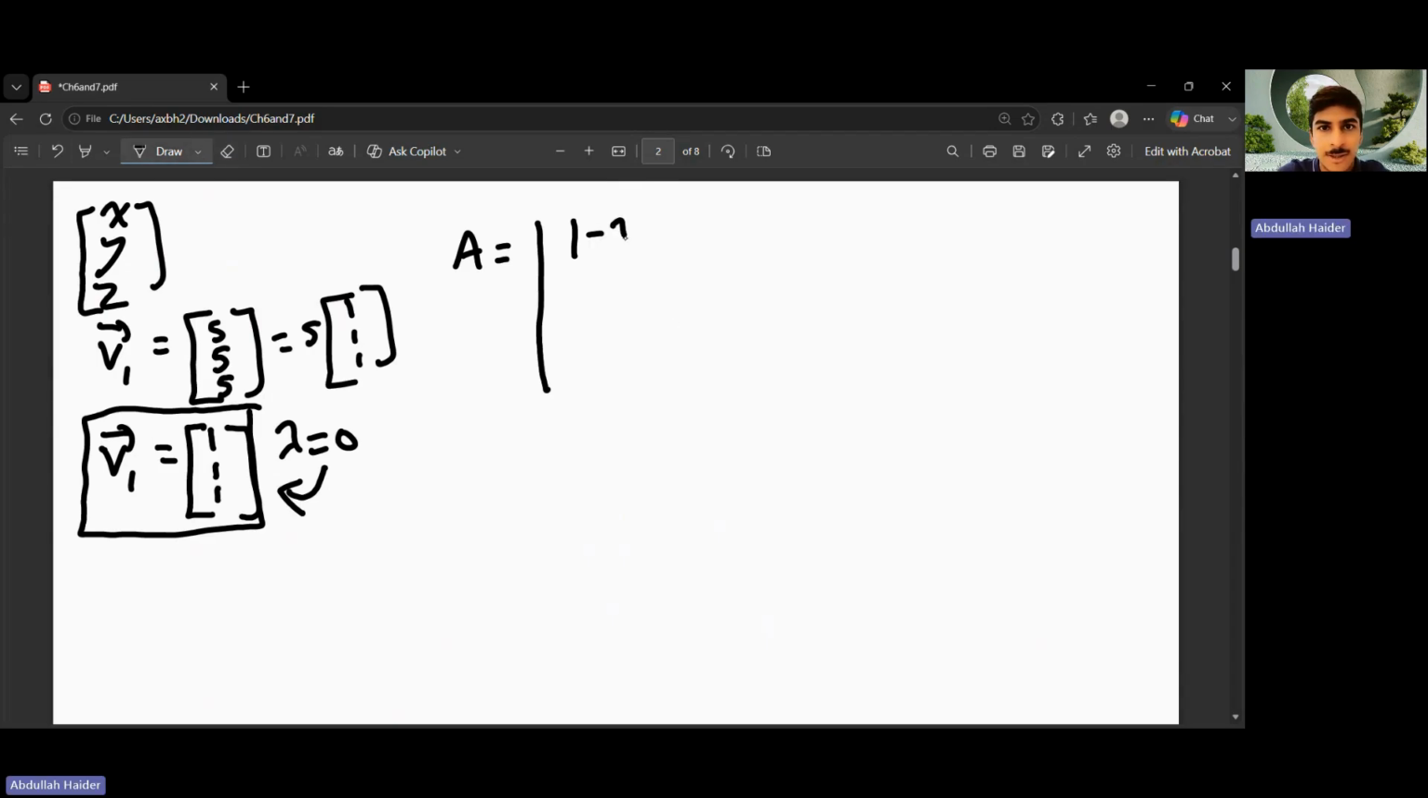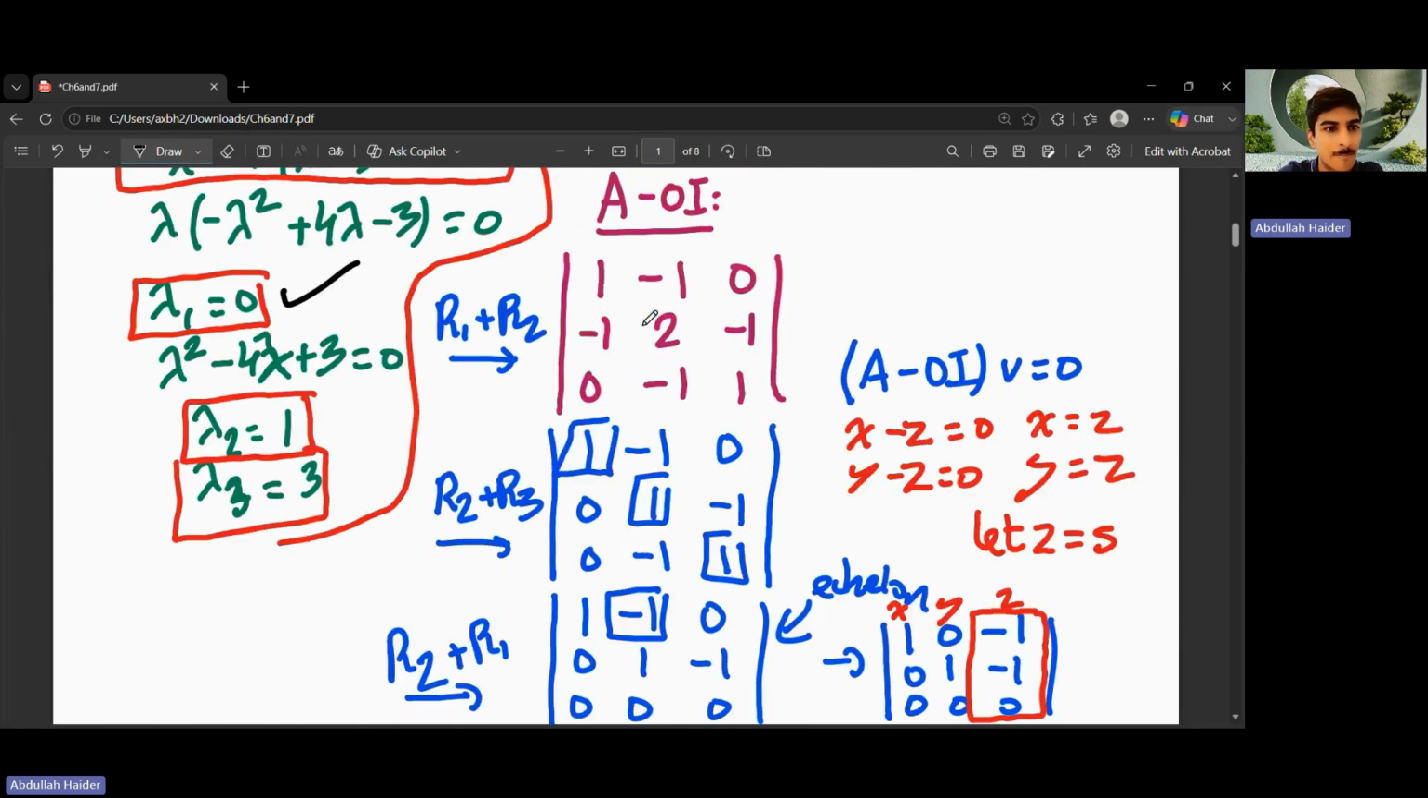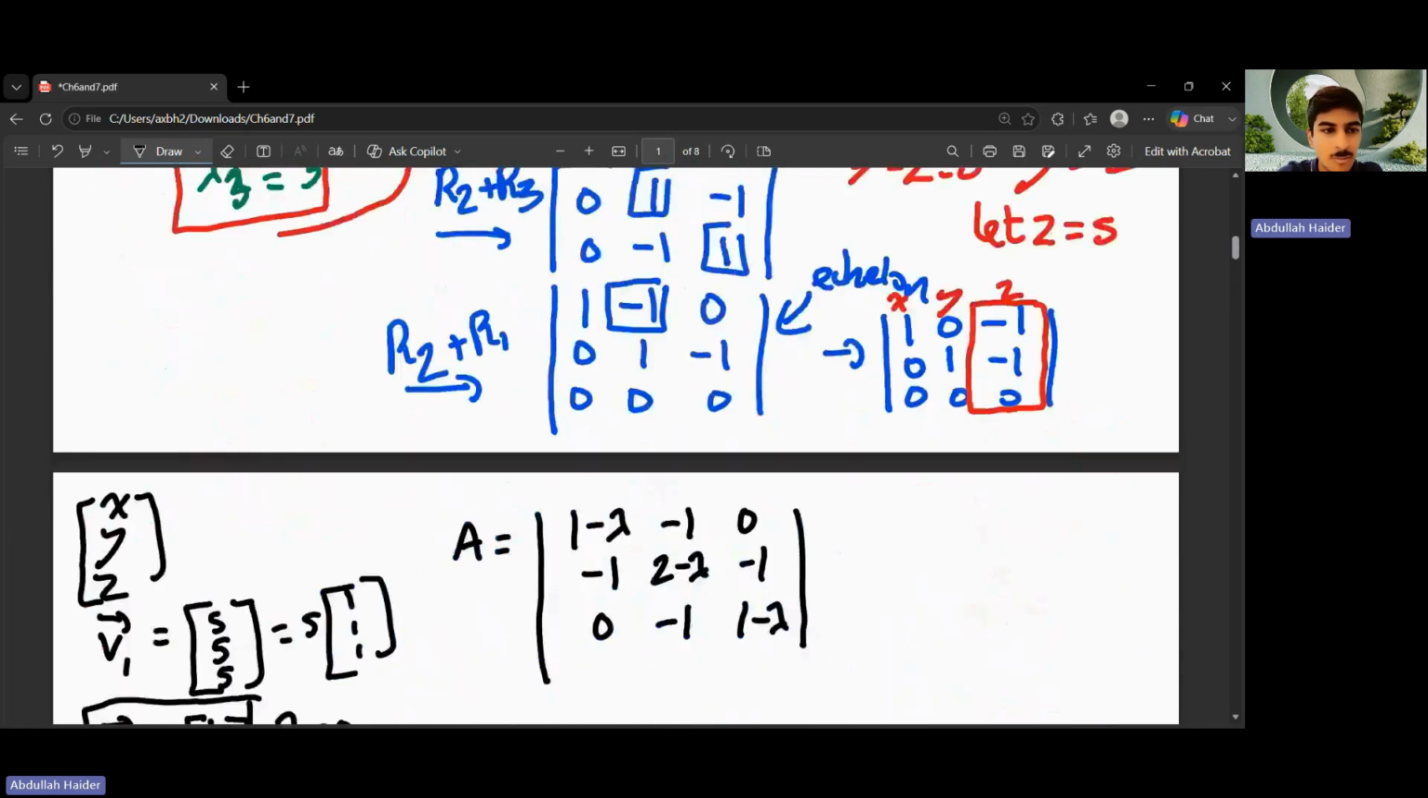So you have 1 minus lambda, negative 1, 0, minus 1, 2 minus lambda, negative 1, and 0, minus 1, 1 minus lambda. So this is your matrix A. And now we need to find our eigenvector corresponding to lambda 2 equals 1, which was above here.